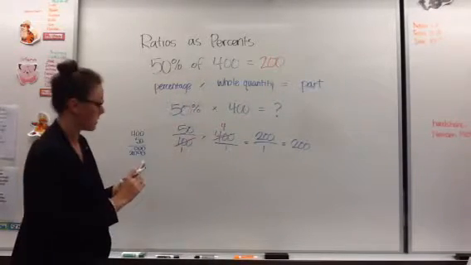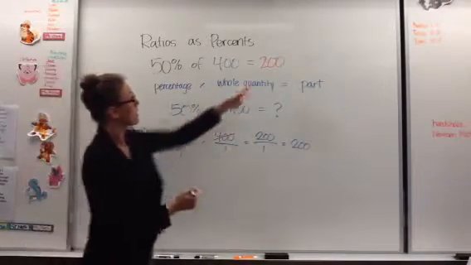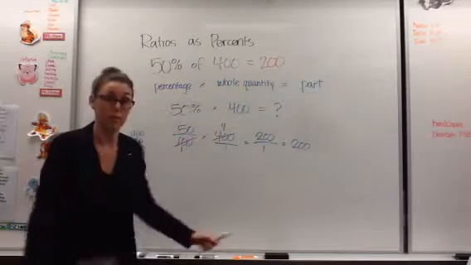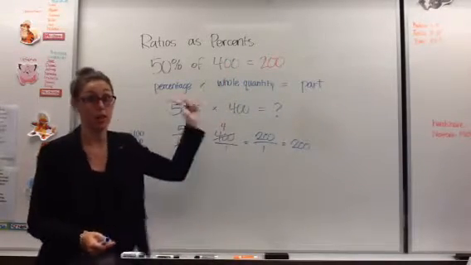So we found the part of the whole. 200 is 50% of 400.